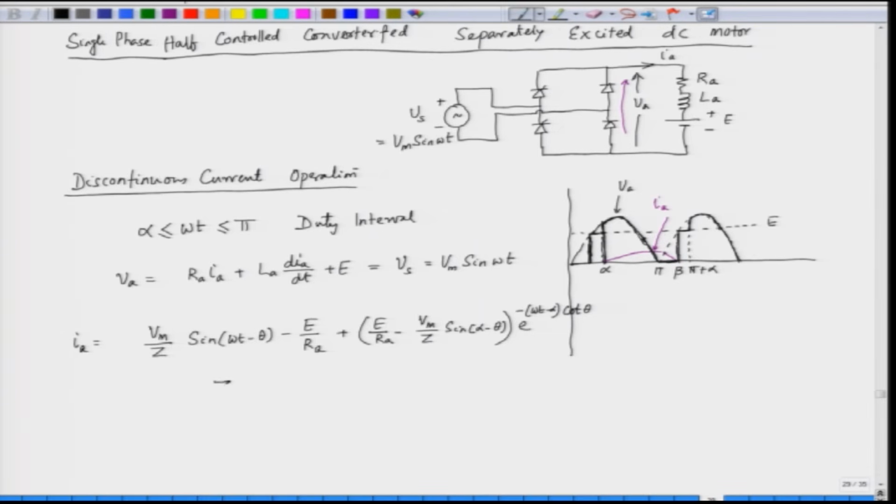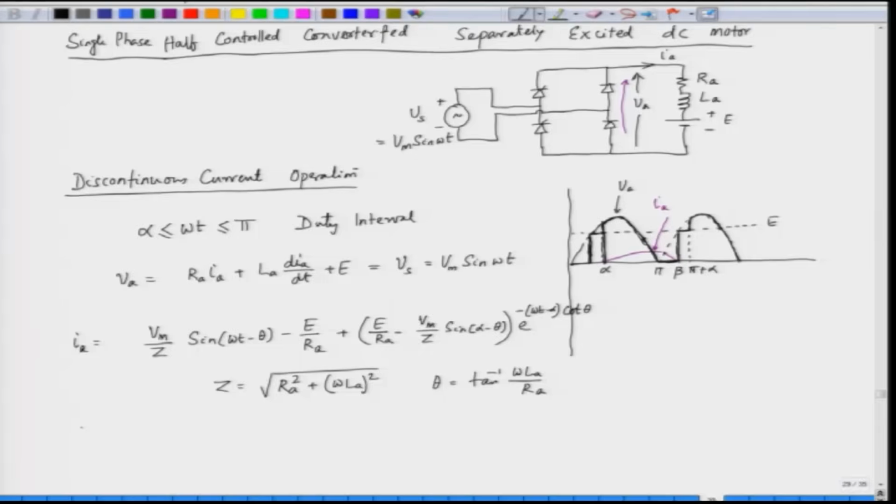Here, what is Z? Z is the impedance, equal to the square root of R A square plus omega L A square, the impedance of the armature resistance and the armature reactance, and theta is tan inverse of omega L A by R A. Now, this equation is the equation of the current for the duty interval. Now, again we have a freewheeling interval. When omega t equals pi, this current I A reaches a value, that is I A pi.